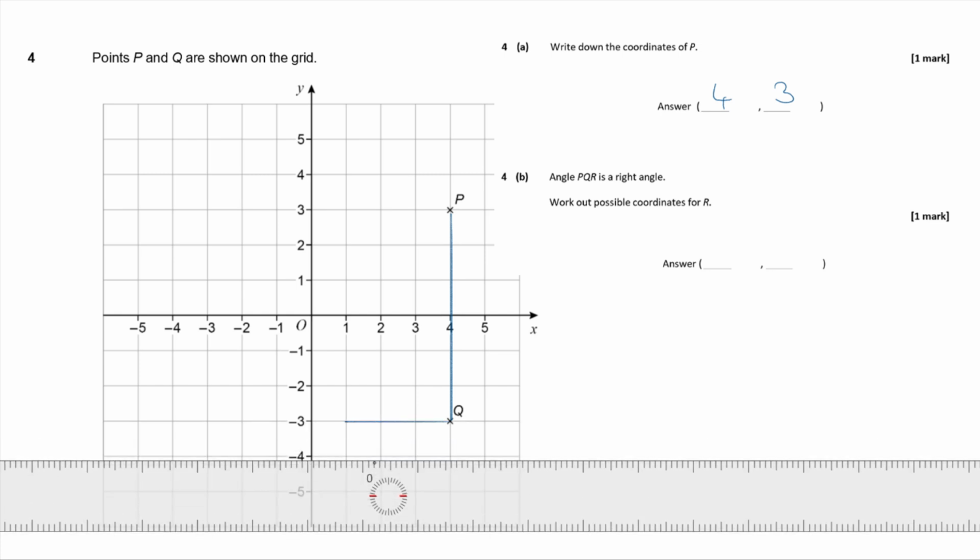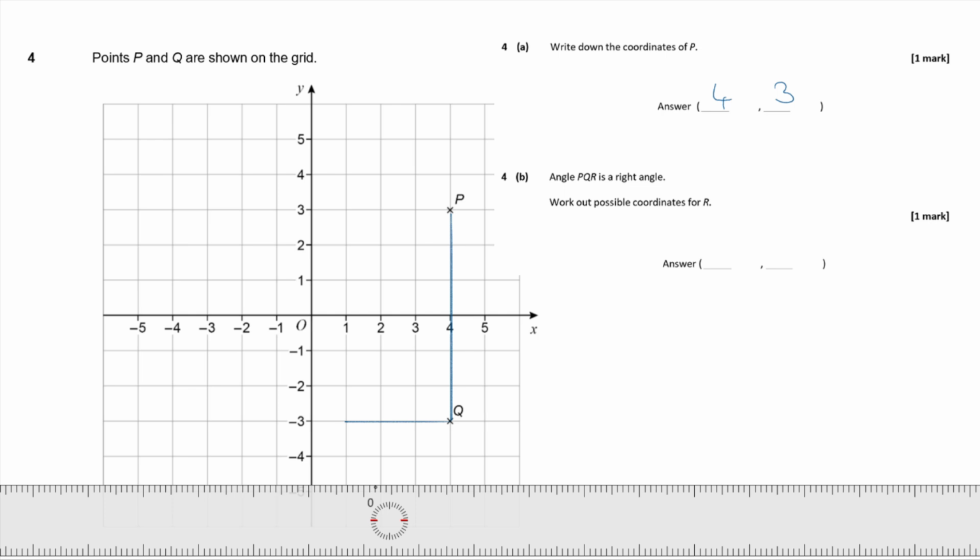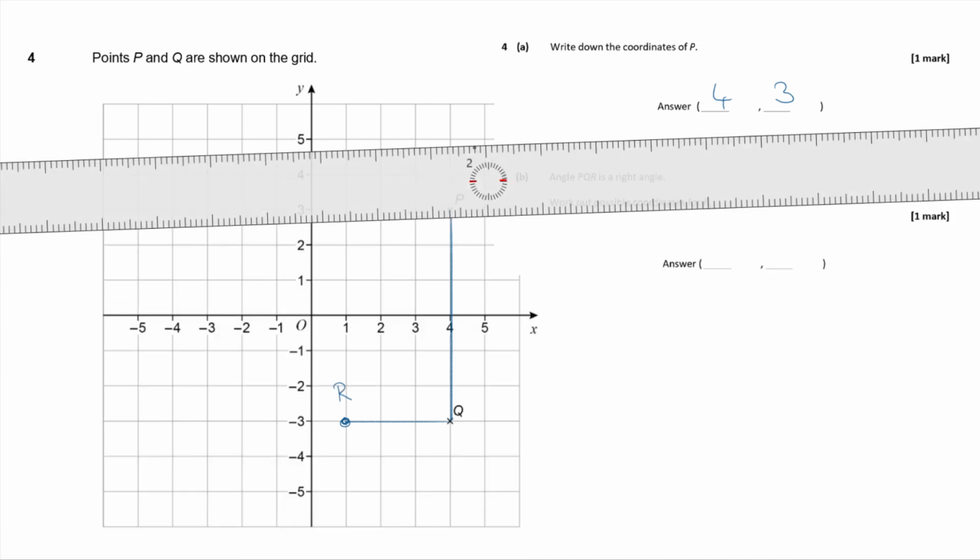Okay, anywhere along that line, y is equal to -3 would be fine. So I'm just going to have to pick that one there. So there's my R there. Okay, so yeah, and that's a right angle, but I could have had any number as long as the y coordinate is -3, then the x coordinate can be whatever you like. So it's a number, comma, -3 would be a right angle.